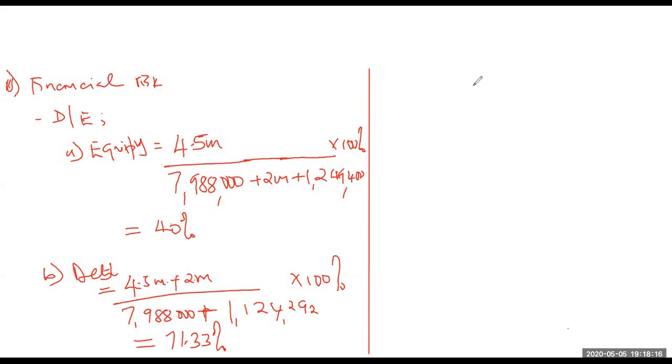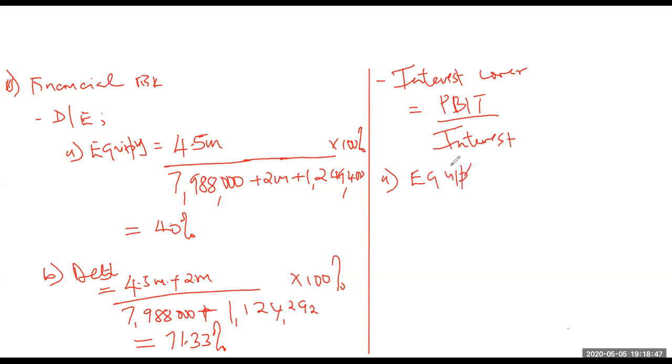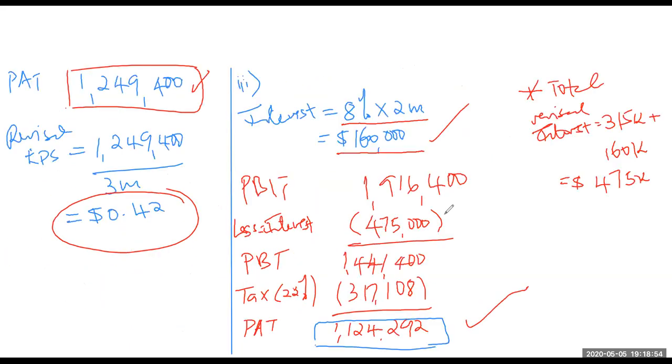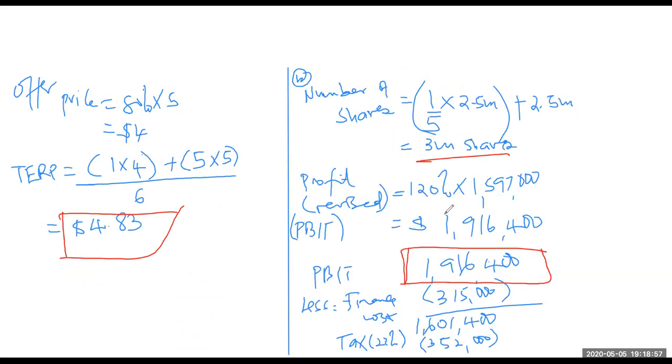Then we are also given another issue there, on the interest cover ratio. The interest cover ratio simply tells us how many times the company can pay off its interest from its earnings. So we take the profit before interest and tax and divide by the interest. If you use equity, what's the interest cover ratio? The profit before interest and tax is 1,916,400, irrespective of what method you use, it remains the same.